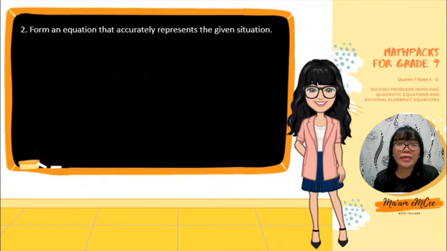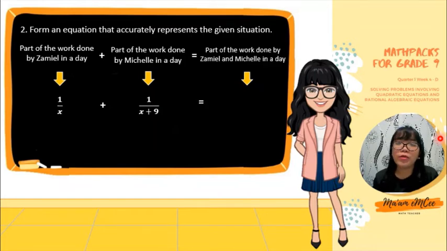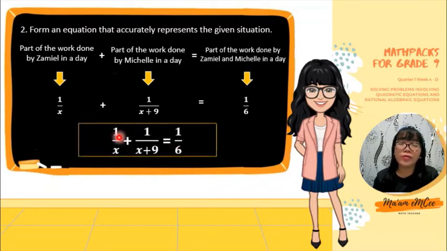Then we have here the second step: form an equation that accurately represents the given situation. Again, the part of the work done by Zamiel in a day plus the part of the work done by Michelle in a day will be equal to the part of the work done by Zamiel and Michelle together in a day. So the rate of Zamiel plus the rate of Michelle will be their rate if they work together. The part of the work done by Zamiel in a day is 1 over x. The part done by Michelle in a day is 1 over x plus 9. And the part done by both in a day is 1 over 6. So our working equation will be 1 over x plus 1 over x plus 9, and that will be equal to 1 over 6.